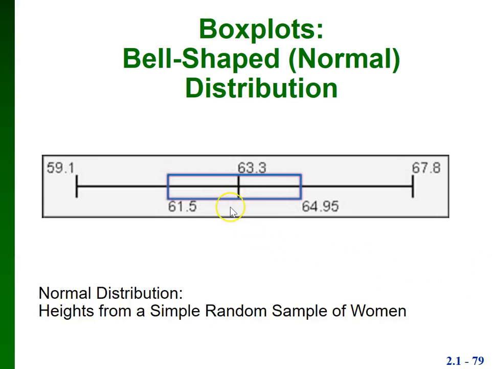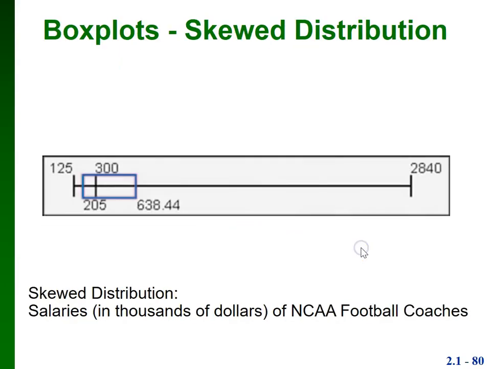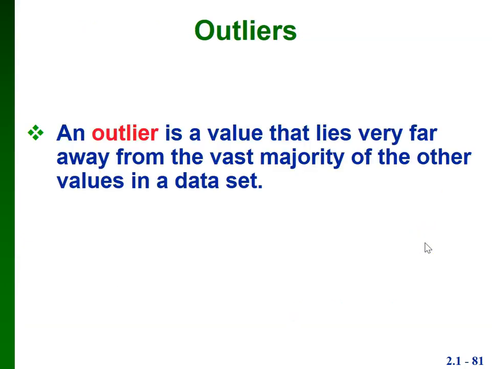So here's a box plot from a data set that has an approximately bell-shaped or normal distribution. So again, the box is close to being in the center between the two whiskers, and the median is close to being in the center of the box. Here's one from a skewed distribution. In this one, since the box is way over on the left side, that would mean that the right tail is longer. So this one would be skewed to the right.